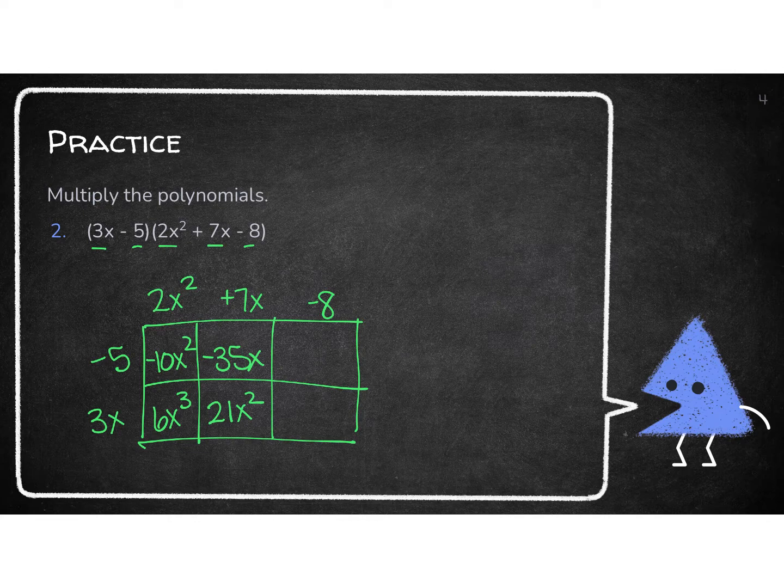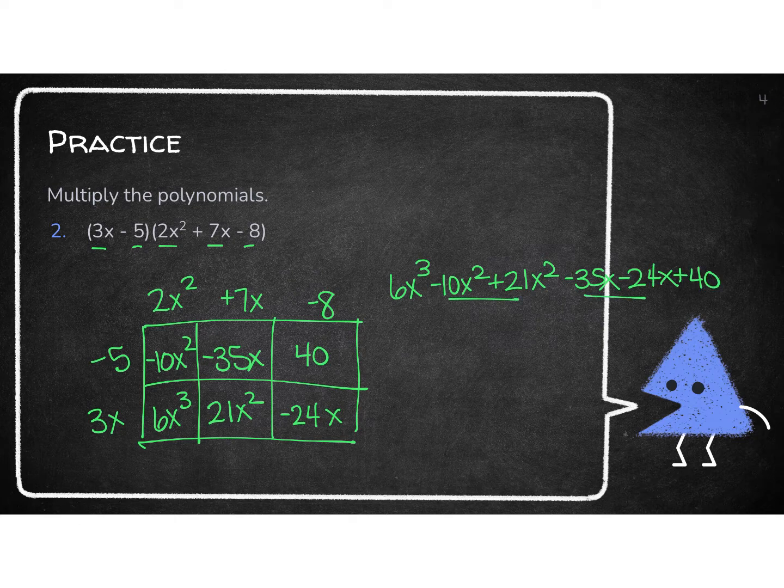3x times negative 8, negative 24x. Negative 5 times negative 8 is going to give me 40. So I'm going to write out everything I have. I always go highest power to lowest power. So 6x to the third minus 10x squared plus 21x squared minus 35x minus 24x plus 40.